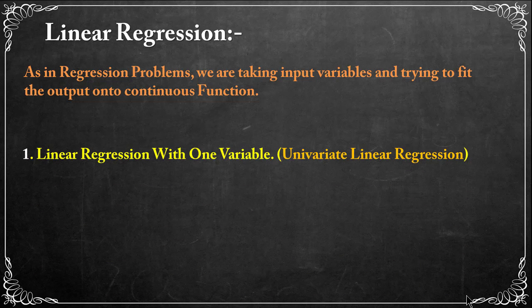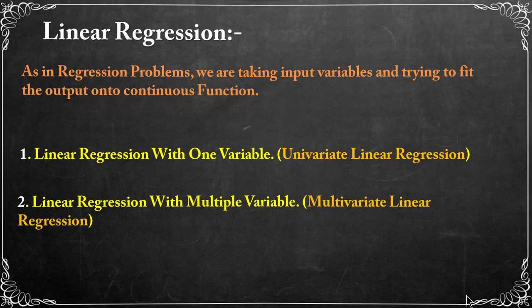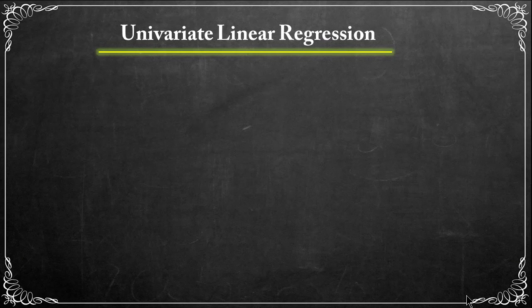First of all, linear regression with one variable, and the second one is linear regression with multiple variables. The linear regression with one variable is also known as univariate linear regression, and the linear regression with multiple variables is also known as multivariate linear regression. So first of all, let's take a look at univariate linear regression. So what is univariate linear regression?